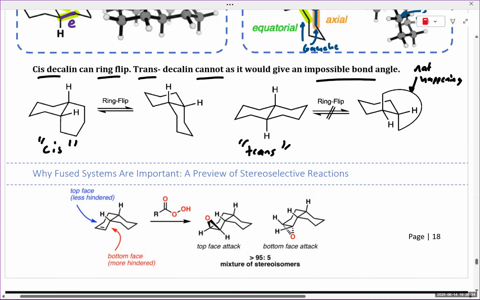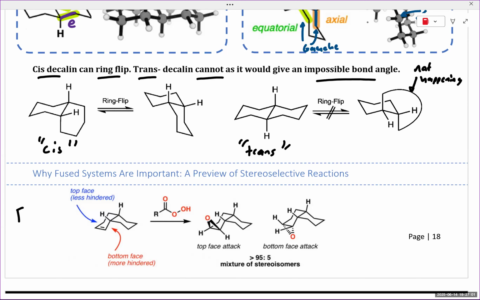Now, why am I talking about these fused ring systems? Well, these fused ring systems have a unique shape. As you notice, cis Decalin almost looks like a cupped hand. And as a result, reactions will interact with each face of the Decalin ring system differently. And this allows you to run reactions with stereoselectivity.